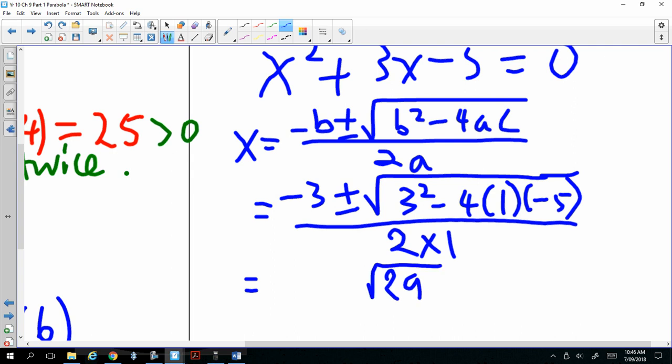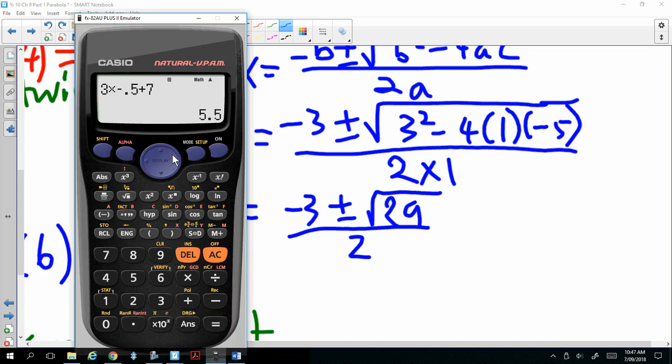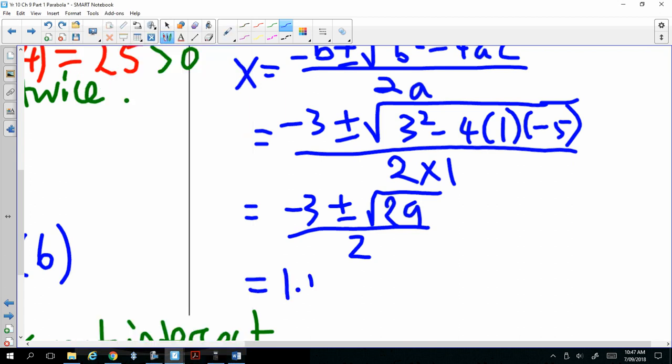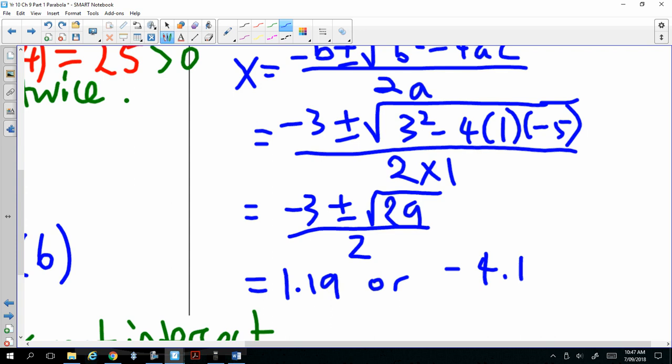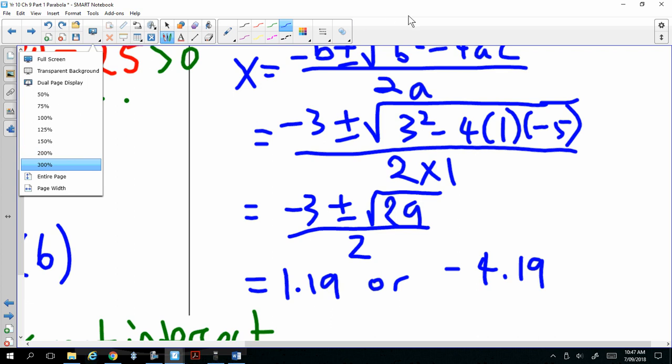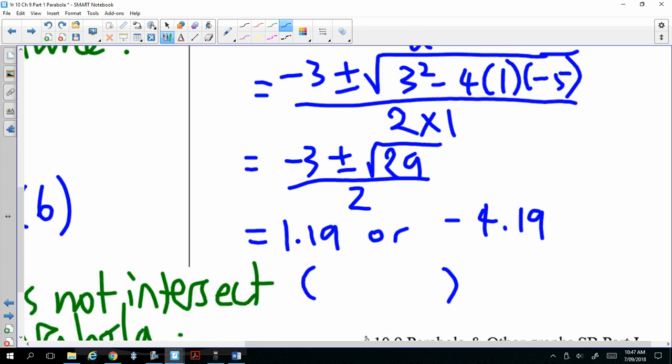And then you just use your calculator. So you go fraction, negative 3 plus root 29 over 2. What do you get? You get 1.19, correct? Two decimal places. So 1.19. Or the other one, you just have to change the plus into a minus. Get negative 4.19. Good. Right, these are the x values. And to find the y value, you have to write that as brackets, 2 brackets. So the first one, we've got 1.19. The other is this.